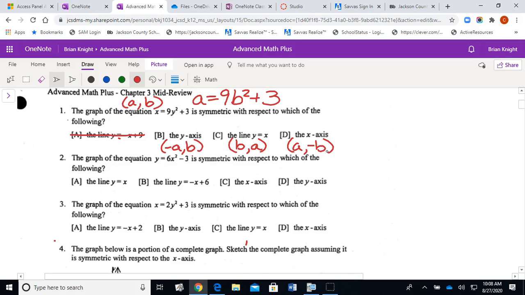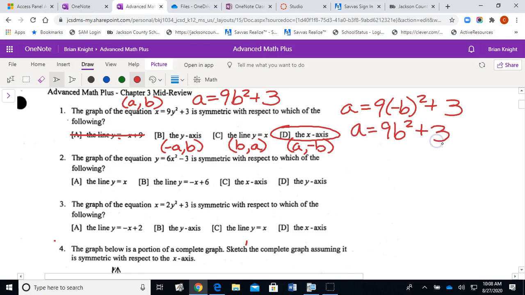All right, the answer is D, and so I'm just going to show you why. For D, you're plugging in A for x, so A equals, and you're plugging in negative B for y. So when you plug in negative B for y, the B is being squared, so negative B squared is positive B squared, so it just simplifies to 9B squared plus 3, and that is the same as that. So that's why that's your answer, okay?